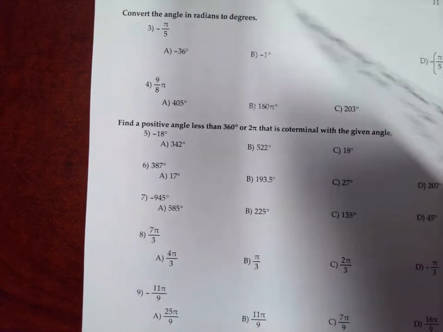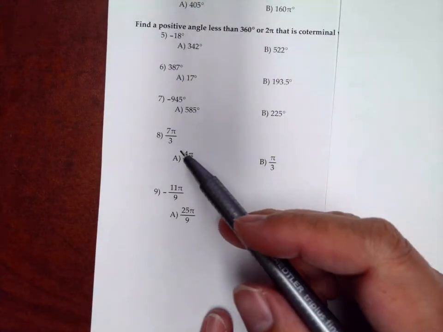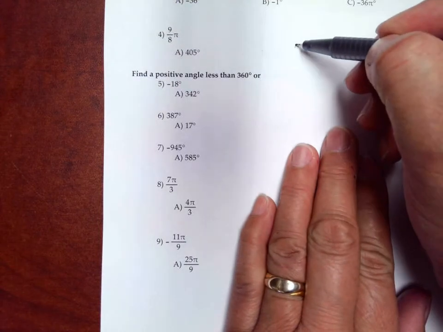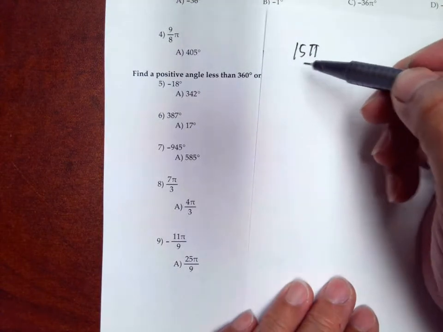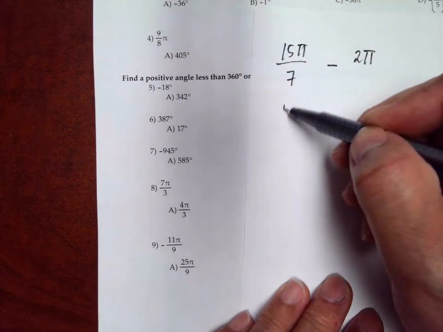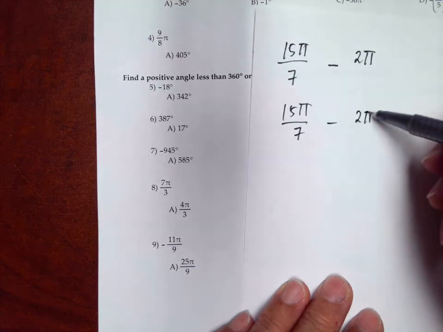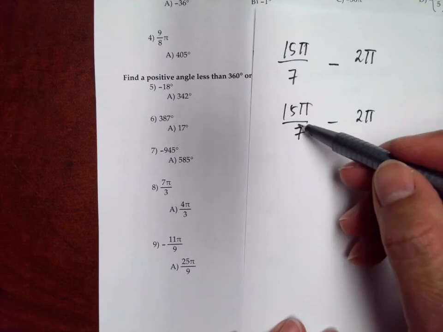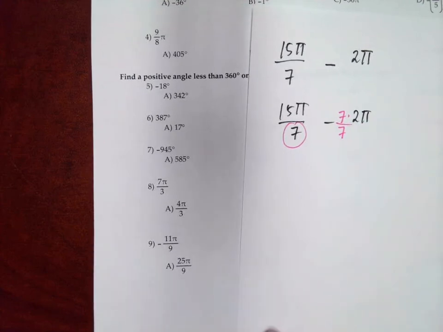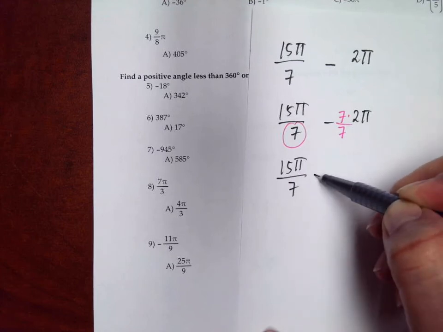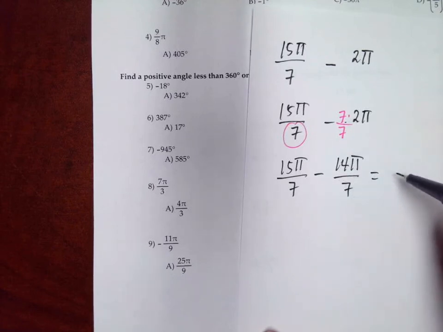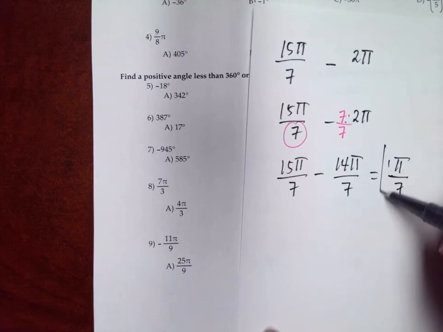Now, what if it is in radians, like for example, 7 pi over 3 and negative 11 pi over 6. So let's do the radians. So we have 15 pi over 7. So you will subtract 2 pi. To do this, we need to have a common denominator. So we need to multiply the 2 pi by whatever the denominator. So we will multiply this by 7 over 7. So this will be 15 pi over 7 minus 7 multiplied by 2 is 14 over 7. So 15 pi over 7 minus 14 pi over 7 is 1 pi over 7. So this is our answer for that.